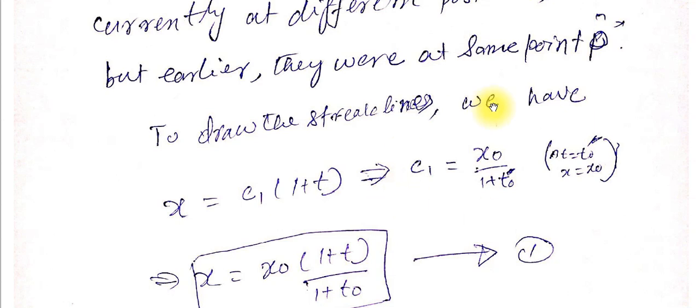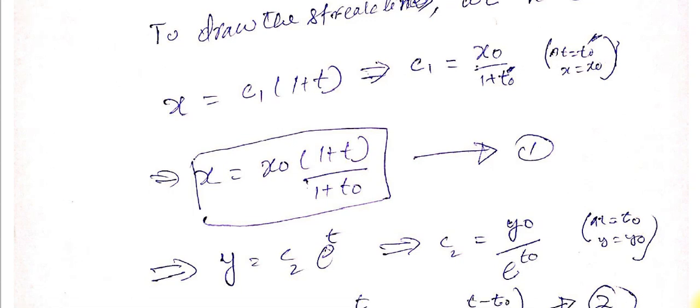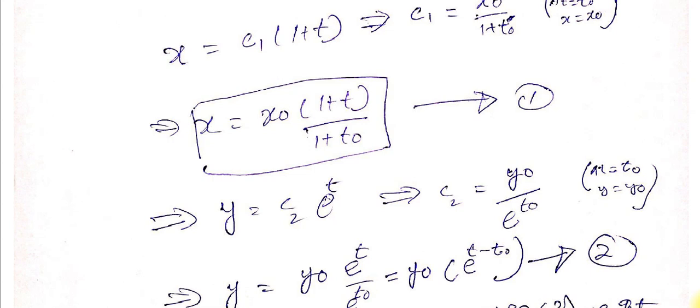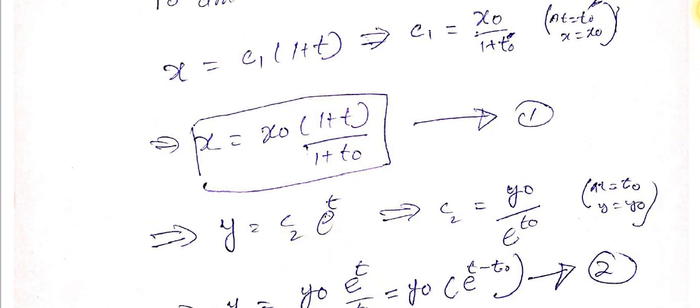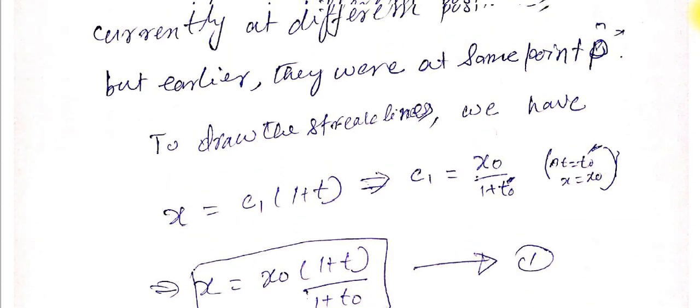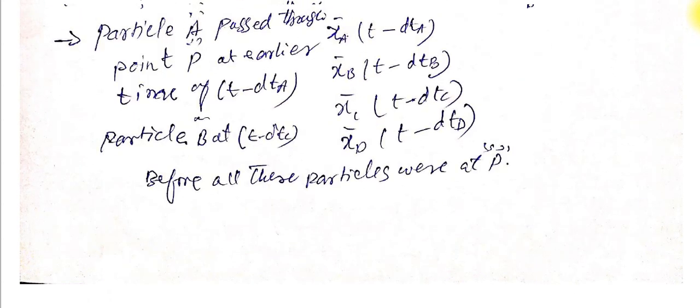To draw the streak lines, we again have the same problem, and now we are going to find what the streak line of these particles will be. We have already calculated these: x is equal to x naught and y is equal to c2 e^t. To draw the streamline, we have x is equal to c1 times (1 plus t), and c1 is from the streamline. You can see where c1 is.